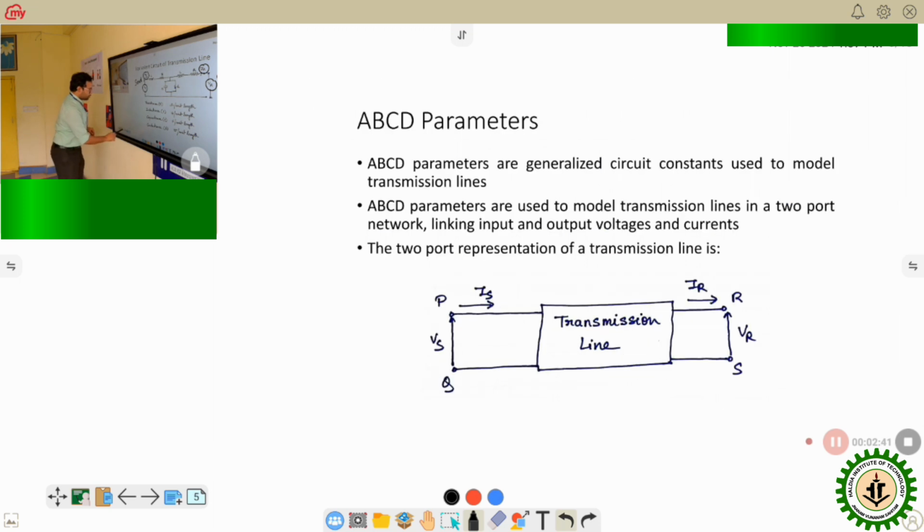In the next diagram also, we can see that we have got a sending end and we have got a receiving end. But the equivalent circuit of the transmission line is represented as a two-port network, where inside this there is the equivalent network. Now this is a four-terminal two-port network, where PQ is the sending end terminal and RS is the receiving end terminal.